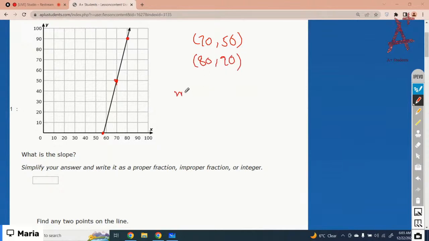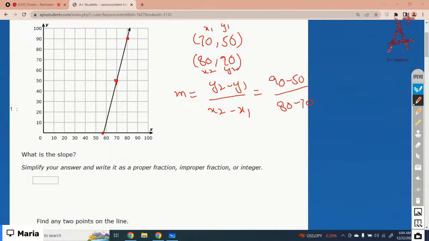Got it? So slope is m equals change in y. You can write it as y2 minus y1 divided by x2 minus x1. Got it? This is x1 y1. This is x2 y2. Got it? So just do y2 minus y1, 90 minus 50 divided by 80 minus 70. Got it? 90 minus 50 is 40, and 80 minus 70 is 10. So that means the slope of the graph equals 4. Got it?